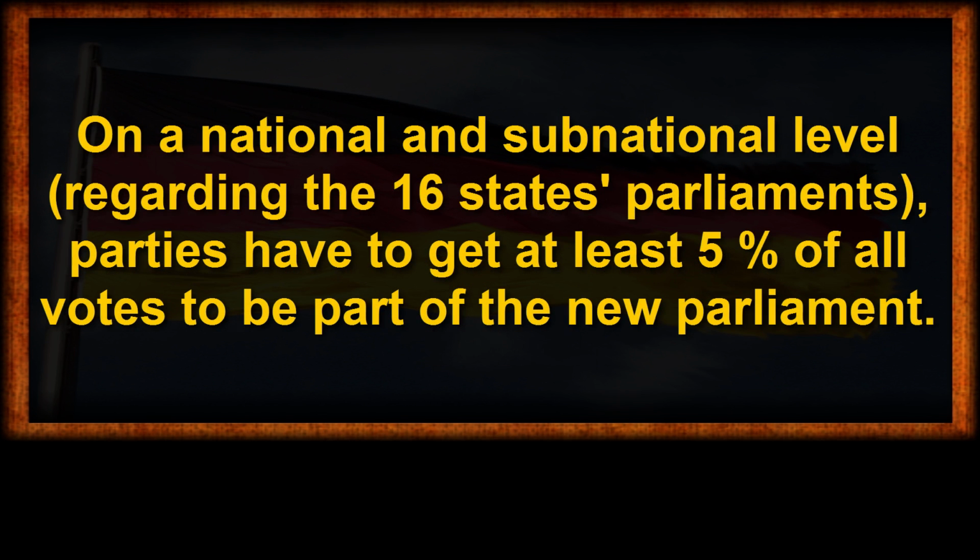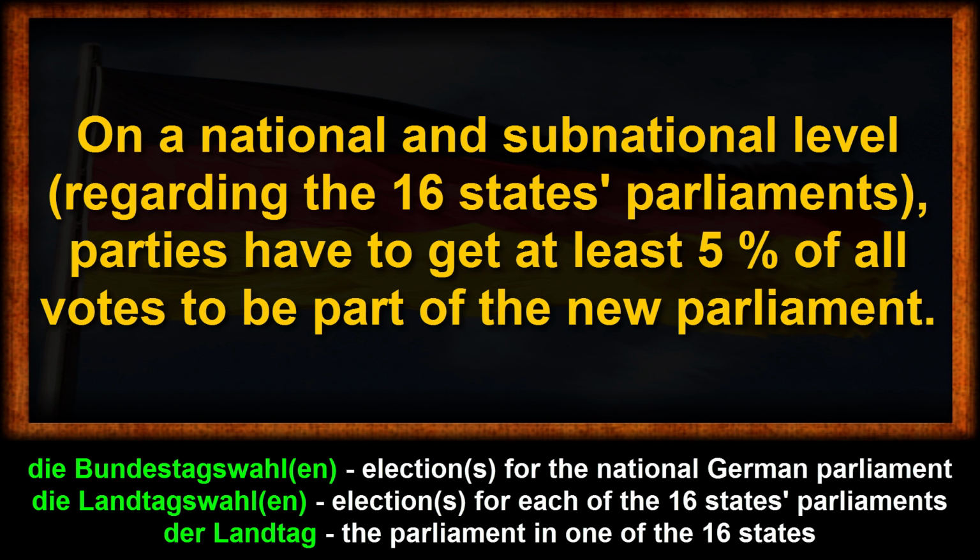Regarding both national elections and subnational elections for each of the 16 states' parliaments, all parties that were able to get at least 5% of all delivered votes in a Wahl, die Wahl, the election, are allowed to be part of and to work as members of the respective parliaments. The election for the national German parliament, the Bundestag, is called die Bundestagswahl. The election for a parliament in one of the 16 states is called die Landtagswahl, for der Landtag being the title of each one of those parliaments.